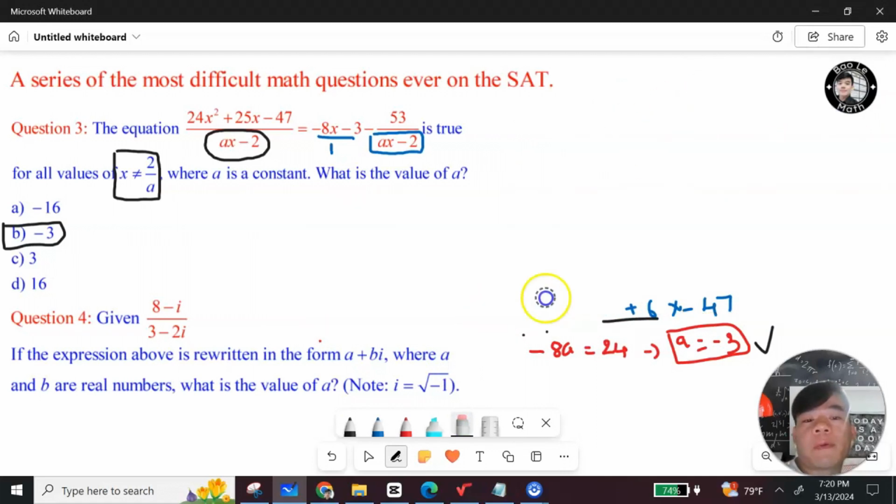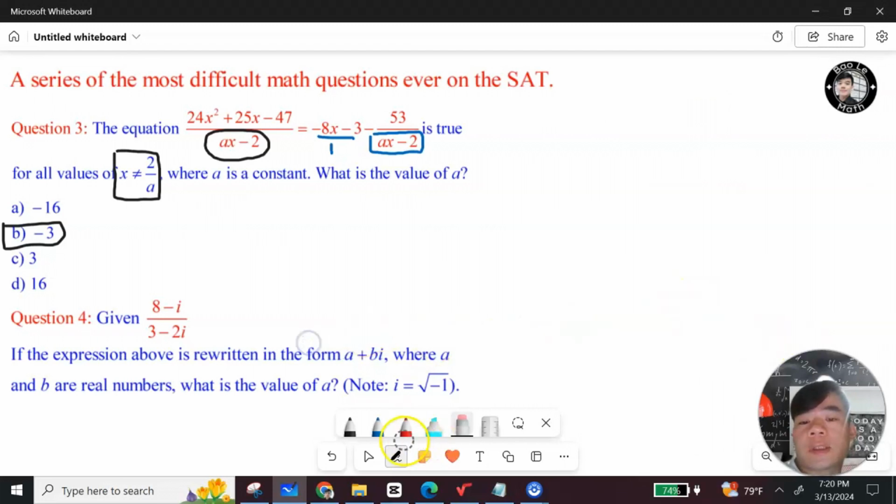Question number 4 about the complex number. Recall, if a complex number is written as a plus bi, then its conjugate should be a minus bi. Keep that in mind. This is a conjugate.